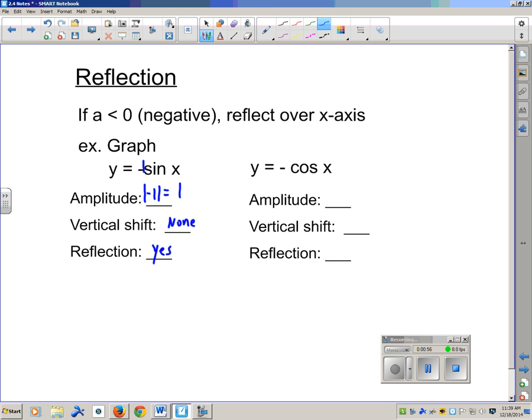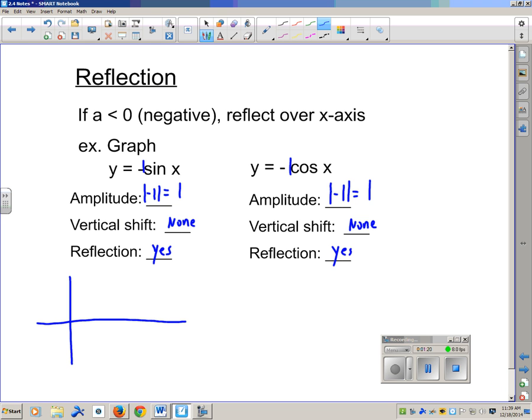We could do the same thing with this cosine one over here. Amplitude: you're going to do the absolute value of -1, which gives us 1. Is there a vertical shift? No, there's nothing being added or subtracted, so none. And is there a reflection? Yes, it's -1 times cosine of x, and your a value there is negative. So let's graph this one out now.